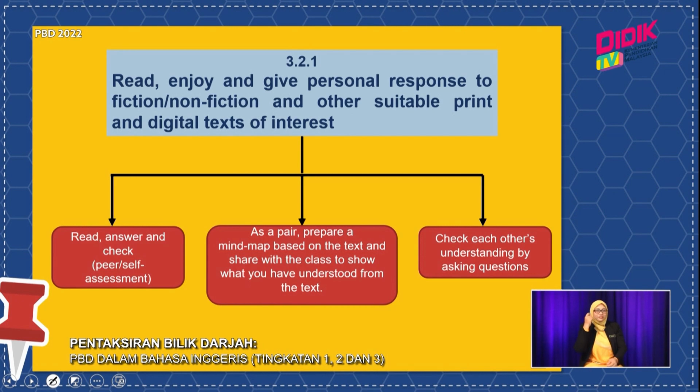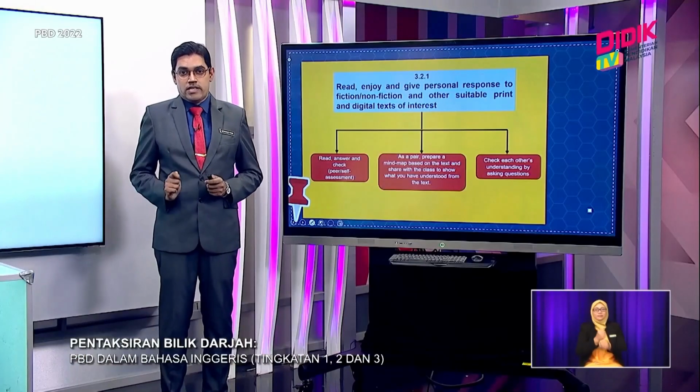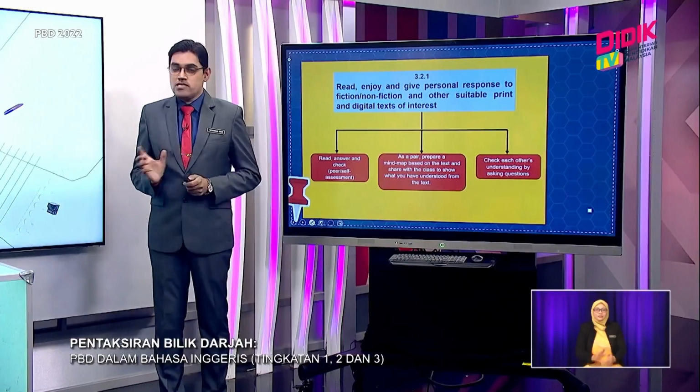This is basically students showing how much they have understood the text through a classroom presentation. And the third one is check understanding by asking questions. Pupils will check each other's understanding by asking questions. It's a pair work actually. So basically all these three activities are pair work, okay, for this reading task.